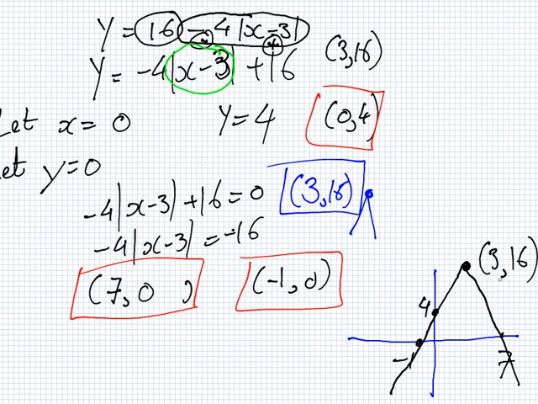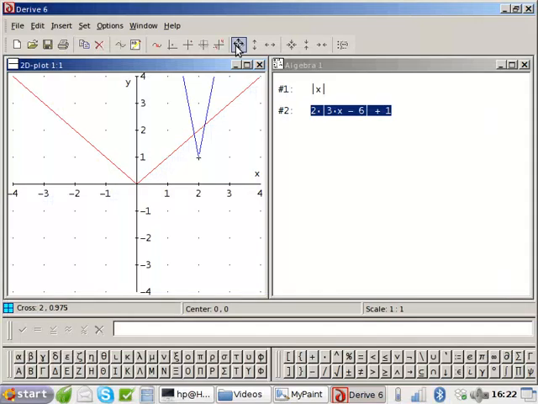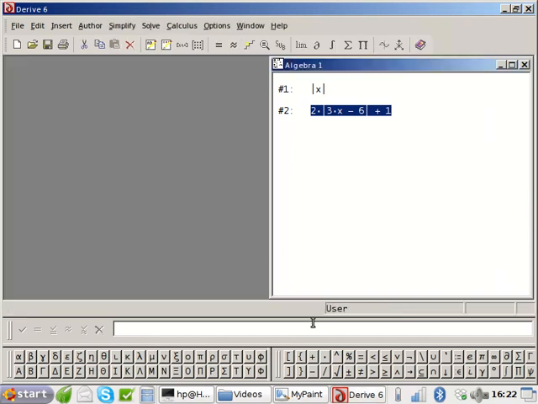Now the graph is actually quite useful for some of these problems. But before we continue with this, let me draw the nice graph for you. Can you read the function back to me? It is 16 - 4 absolute value of x - 3. Alright, so let's graph this.